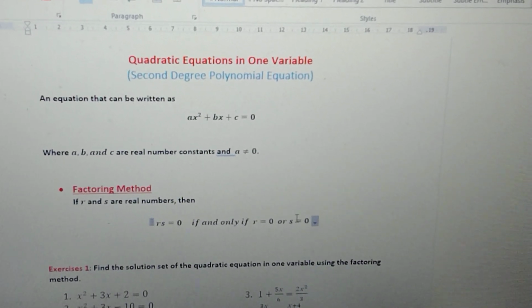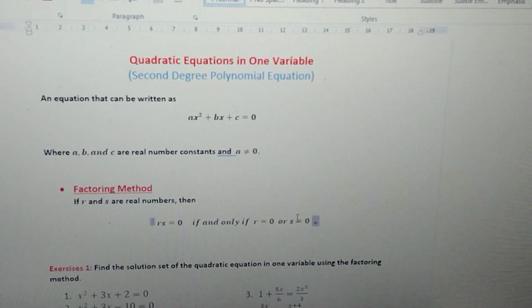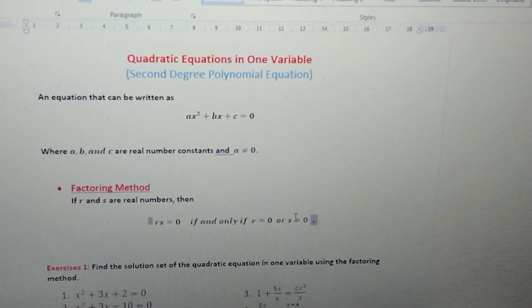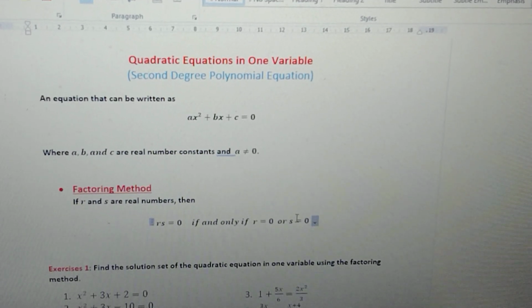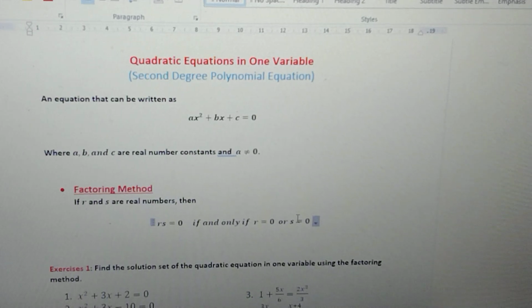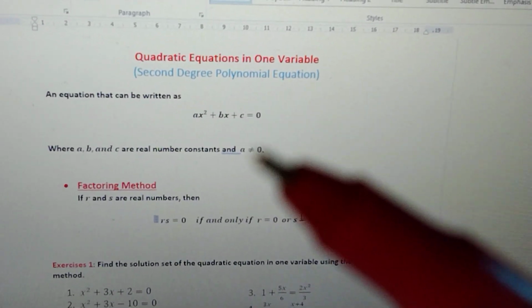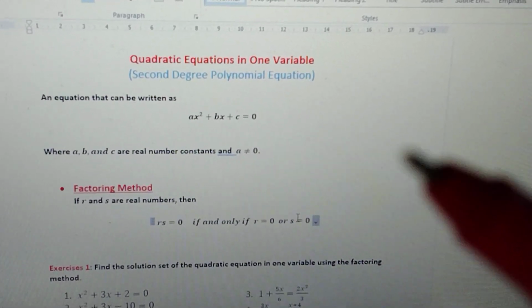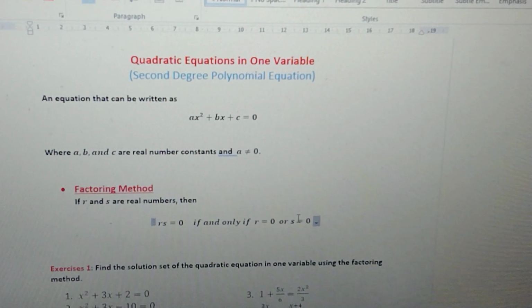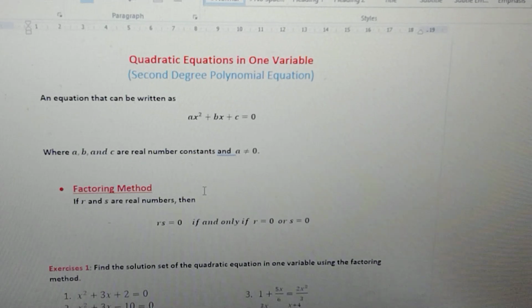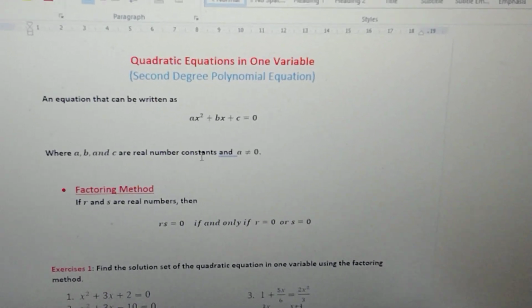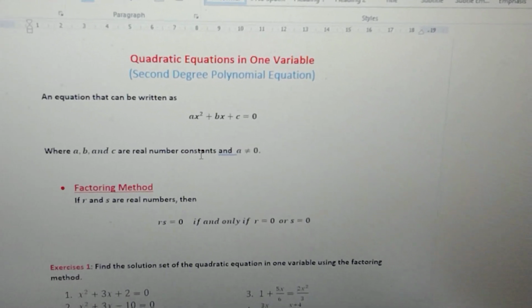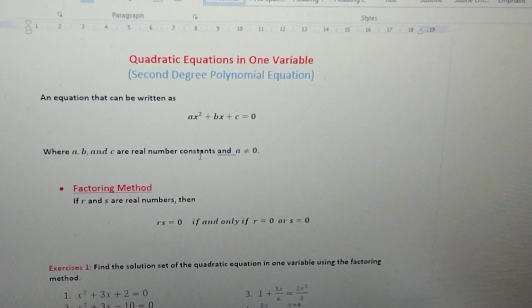Actually, in solving quadratic equations by factoring method, you need to consider some steps. First step is you need to write the quadratic equation in its standard form. Meaning to say, it should be arranged so that the right side of the equation is equal to 0, and the rest would be written on the left side. Second, you need to factor the left side of the equation. Then third, set each factor to 0. From that, solve the value of the variable.